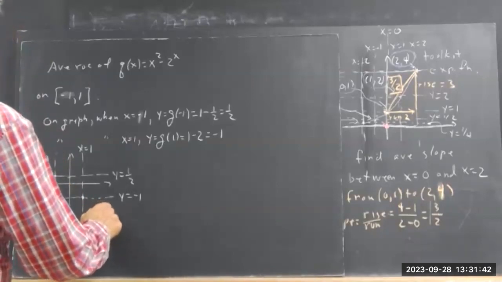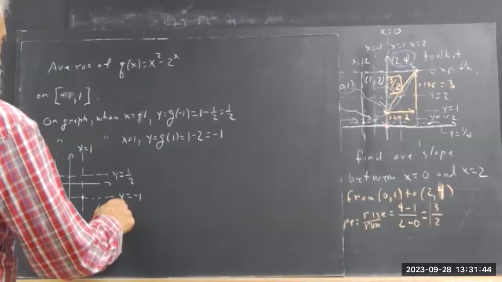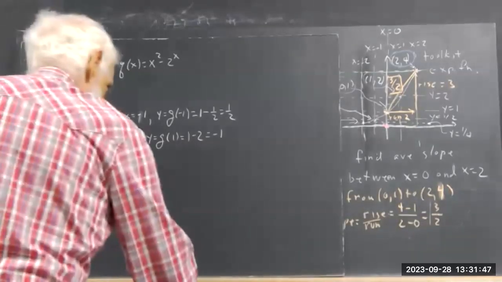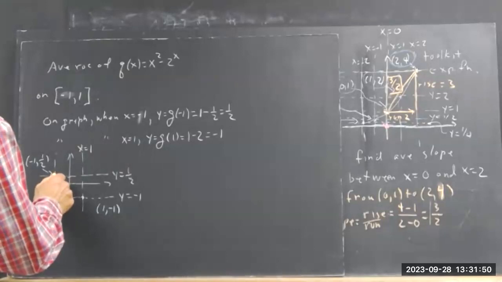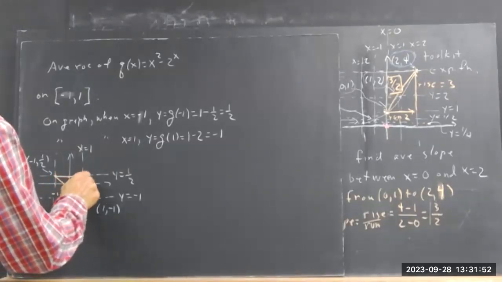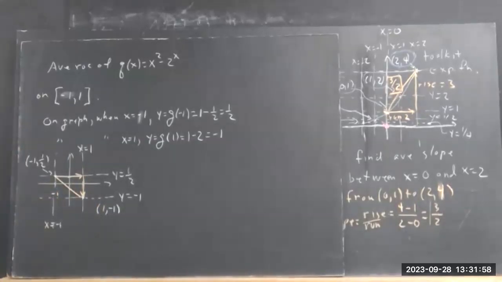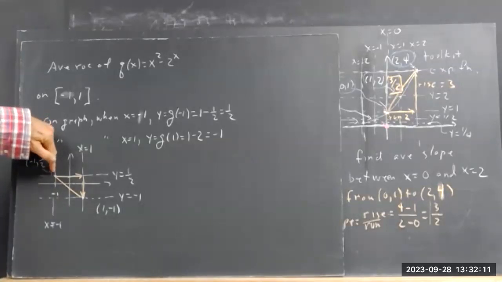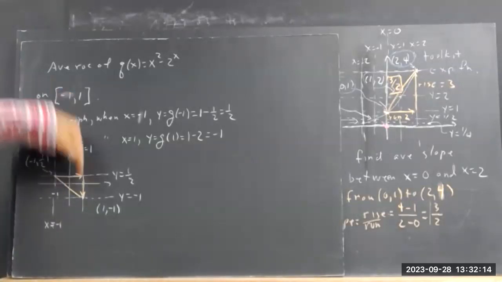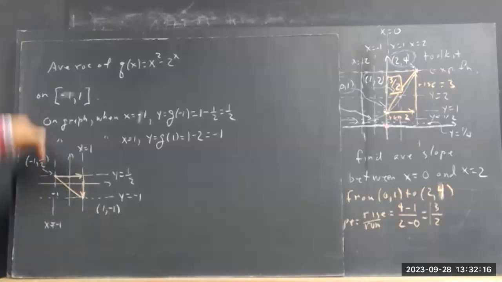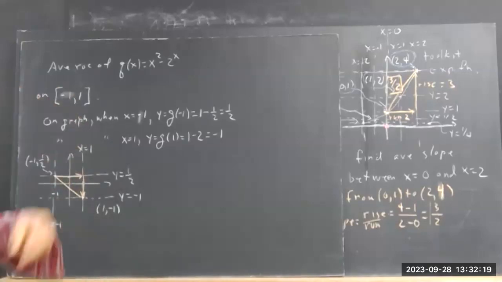So here's the point 1, negative 1. And now we have a picture. Here's a run and here's a rise. Now I'm not going to write out all the details, but you ought to write them out. What's the run between here and here? Can you show me with your fingers? Well, the run goes from this vertical line to this vertical line, right? It goes from the x equals negative 1 line to the x equals 1 line. The run is 2.